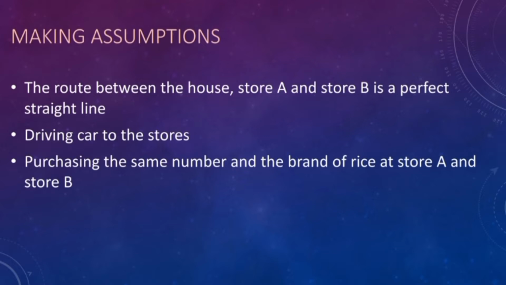Making assumptions. The route between the house, store A and store B is a perfect straight line. Driving a car to the store, purchasing the same number and brand of rice at store A and store B.